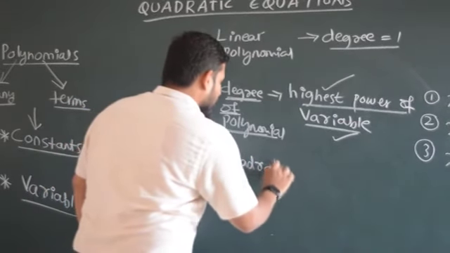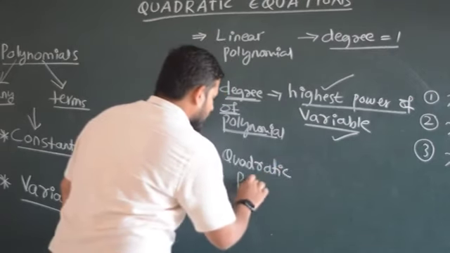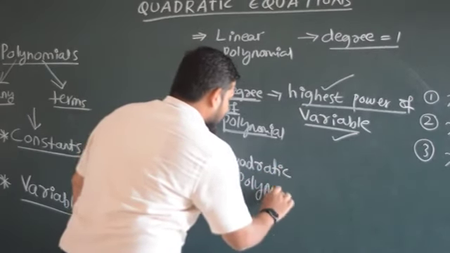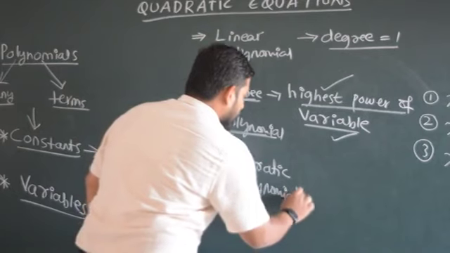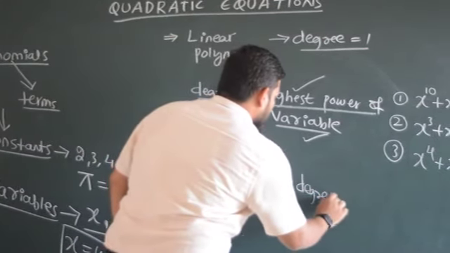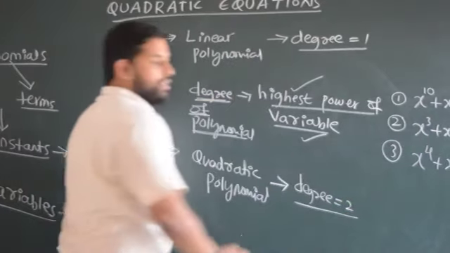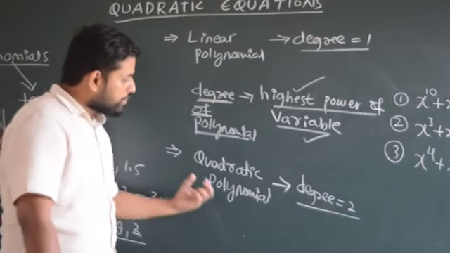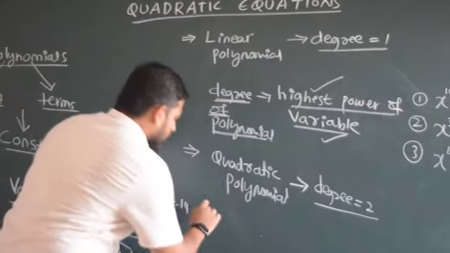What do you mean by quadratic polynomial, my dear children? The meaning of quadratic polynomial is that its degree should be equal to 2. That's it. That is the introduction. Quadratic polynomial means degree should be equal to 2.